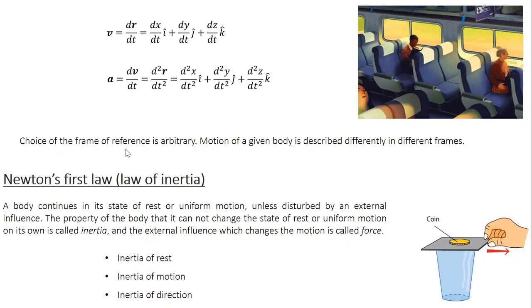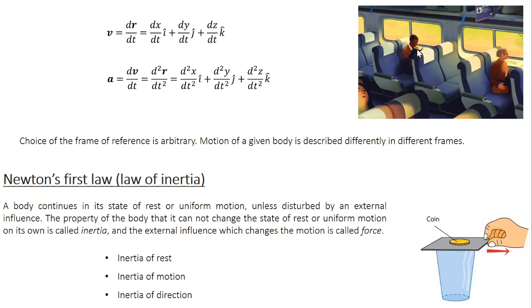Now, the choice of frame of reference is quite arbitrary. For example, suppose you have a moving train and a passenger is sitting inside the train and you want to study the motion of this passenger. You have several options. Either you can choose a passenger who is standing outside, so the passenger outside is at rest. You can fix a coordinate system on that passenger and study the motion of this passenger. So obviously, with respect to the passenger who is standing outside, this passenger is moving with certain velocity.